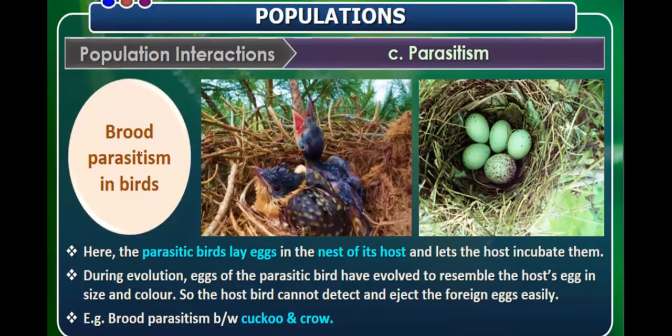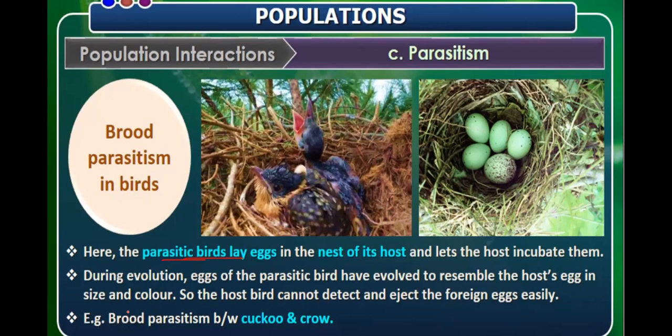Next is brood parasitism in birds. What do you mean by this? Here the parasitic bird lays its egg in the nest of its host and lets the host incubate them. So this is called brood parasitism. During evolution, the eggs of the parasitic bird have evolved to resemble the host egg in size and color. So the host bird cannot detect and eject the foreign egg easily.